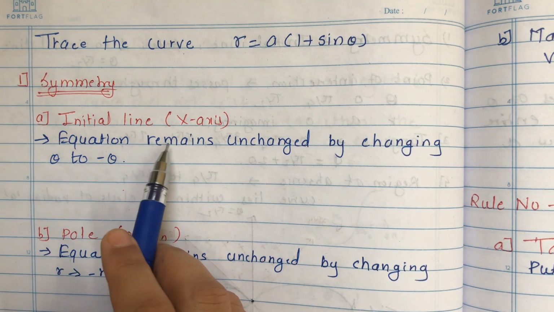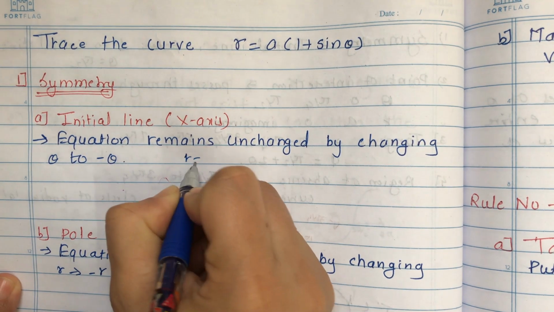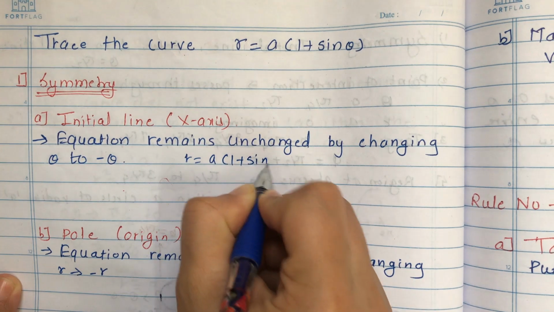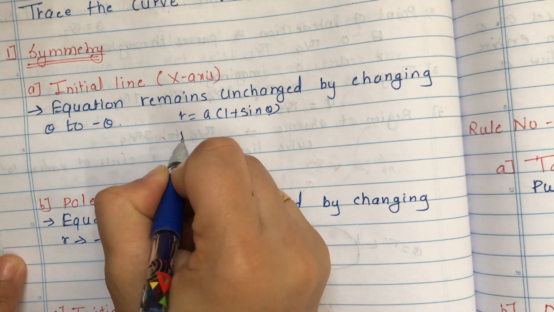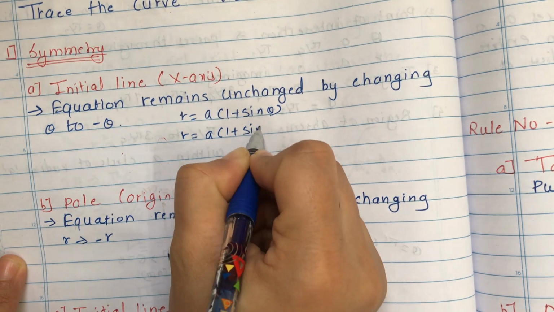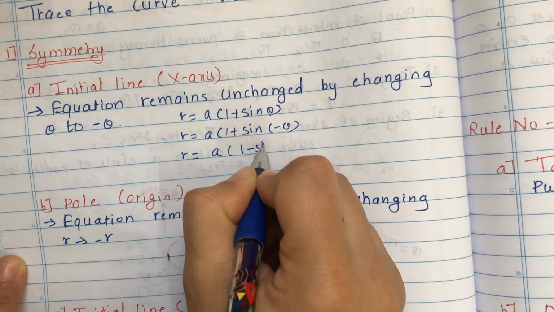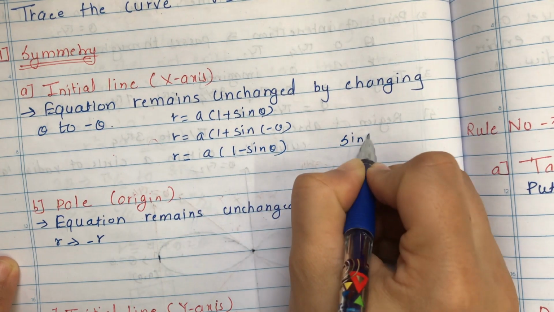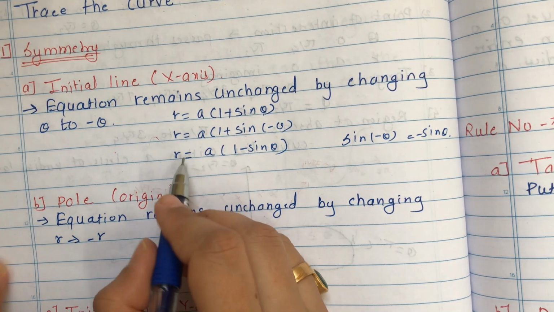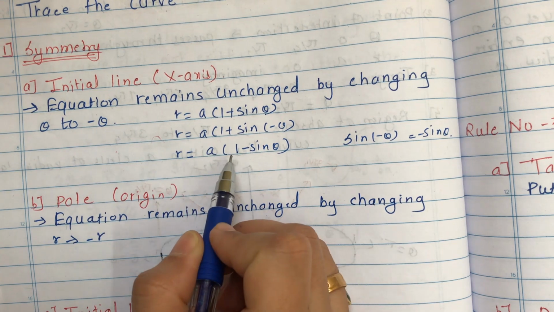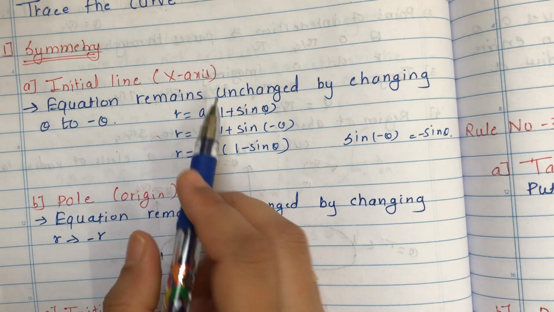The condition is that the equation remains unchanged by changing θ to minus θ. So the equation is r is equal to a(1 + sin θ). In this equation we will replace θ by minus θ. So r is equal to a(1 + sin(−θ)). So we'll get r is equal to a(1 − sin θ), because sin of minus θ is equal to minus sin θ. So you can see the equation doesn't remain the same, so this curve is not symmetric about the initial line.